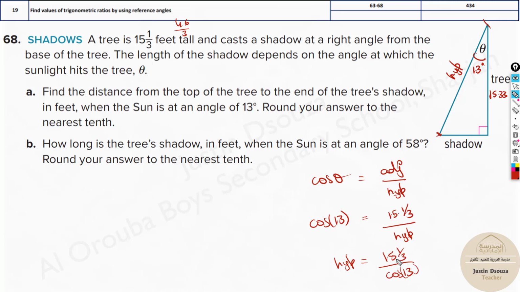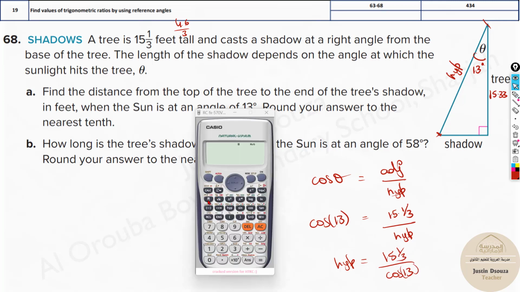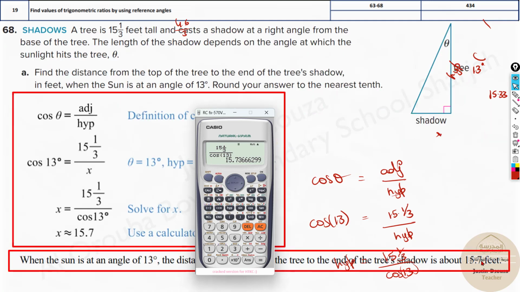I will show you how we can directly put this in the calculator and solve. Let's use the fraction symbol here. Now there is 15 and 1/3. If you put the fraction symbol again, it's not going to work. And even if you write 15 beside it, it's not going to work. What you need to do is press shift and this fraction symbol. Now you get the mixed fraction. It's 15 1/3 divided by cosine 13 degrees. It should be in degrees itself. The answer is 15.73. That's the answer, you can see 15.7 feet. You can directly put this.